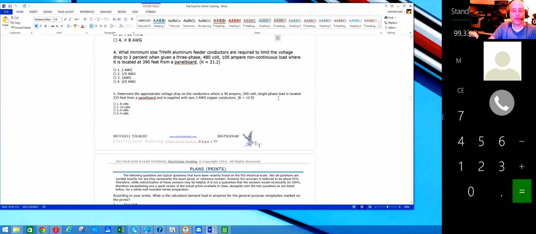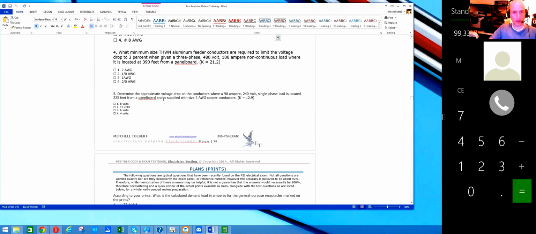It's a single load, so it's probably going to be a branch circuit. Panel board, meaning I'm looking at probably a breaker coming down, and then I've got my wires coming, which is number 3 AWG copper conductors. Now, it's possible that we're looking at a feeder calculation where this load might be a panel or something, but it doesn't really specify that. So we're looking at this as a 3% voltage drop as a branch circuit.